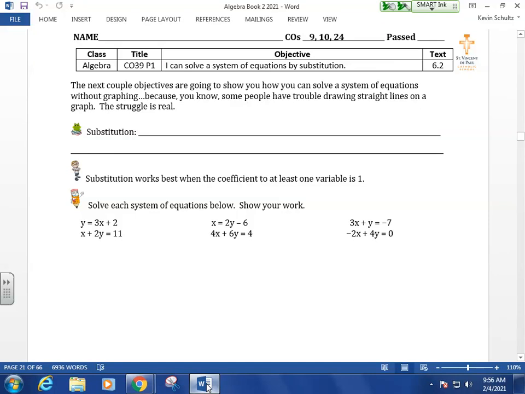We are continuing our study of systems of equations. As promised, this objective also starts with "I can solve a system of equations," but now our method is changing. We are using something called substitution.